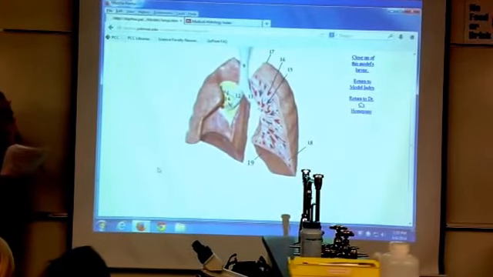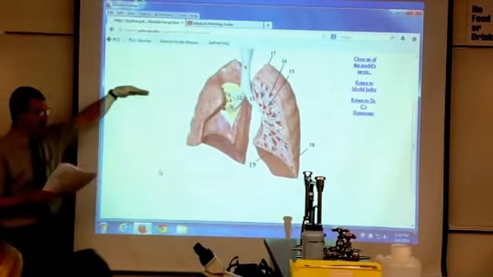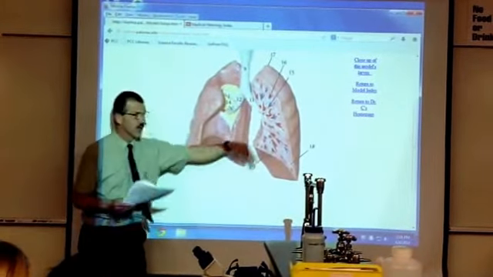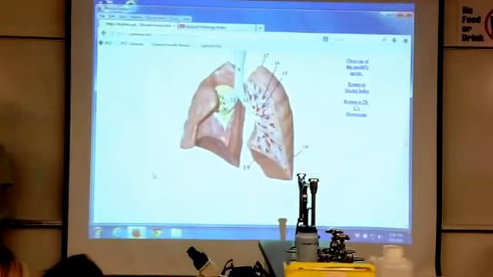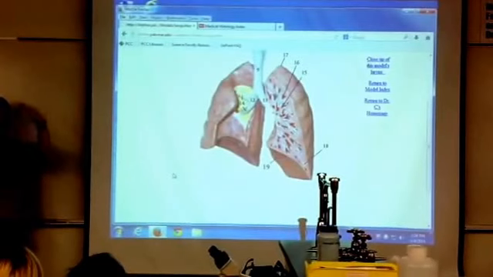So what do you call the fissure? You can't see it in this picture. There's one that's straight across, and there's one that comes up at an angle. Which one would go straight across? And which one would come up at an angle? Oblique. So look at the model, you'll see the difference in those two.